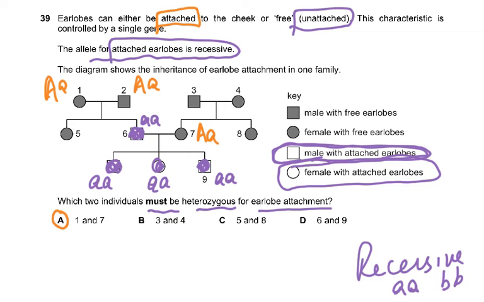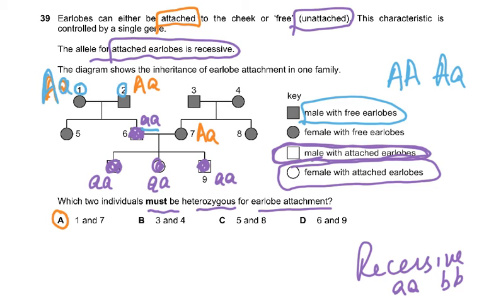Now, how do you go about doing this question? You've got to figure this out. The people with free earlobes are either this or this. We don't know. Now, you've got to go back from the answer. You've got to understand that parent 1 and 2 have a child who is small a, small a. So the parents have to be big A, small a, big A, small a. So these parents have to be big A, small a. Why? Because they have a child who is small a, small a.